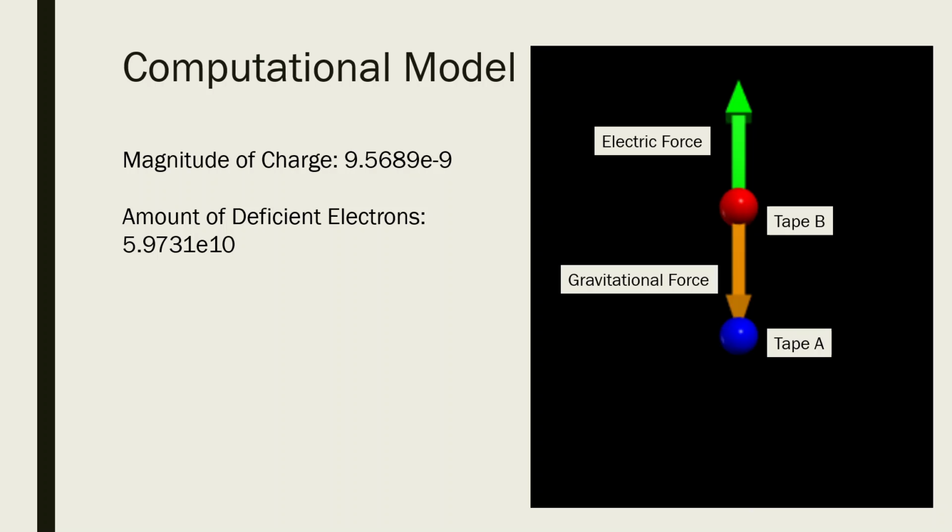The magnitude of the charge on tape B was 9.568 times 10 to the negative 9. So we have approximately 5.973 times 10 to the 10 number of deficient electrons to make tape B positive.